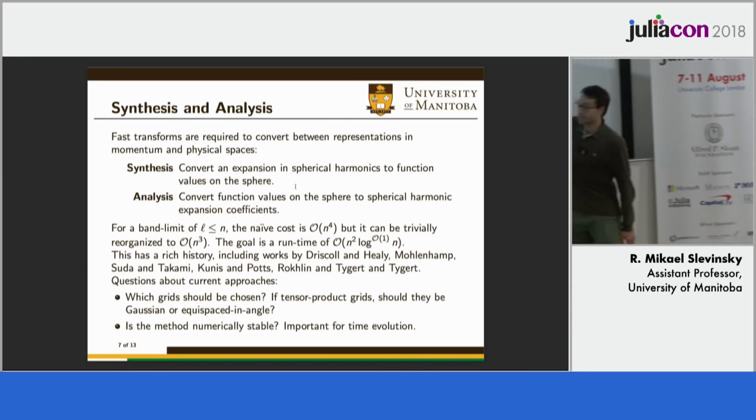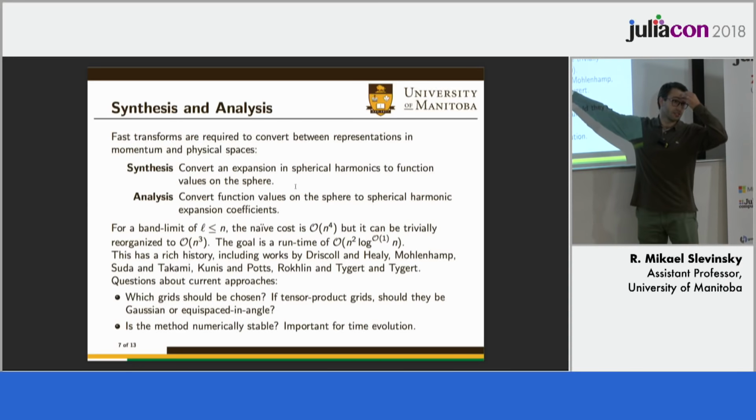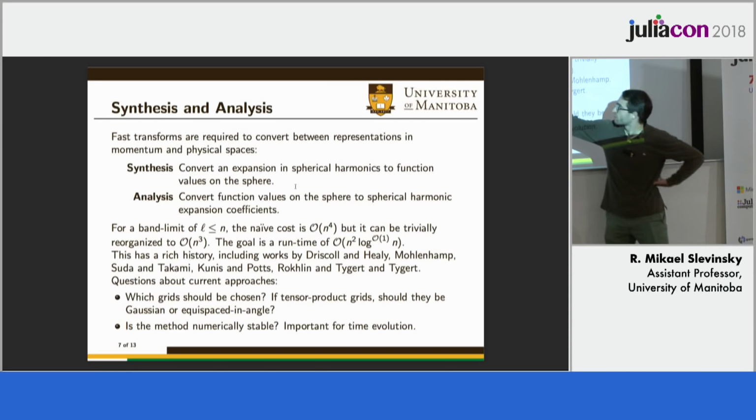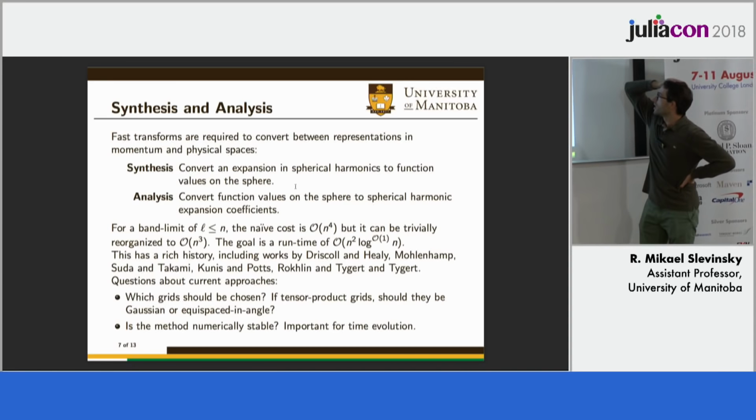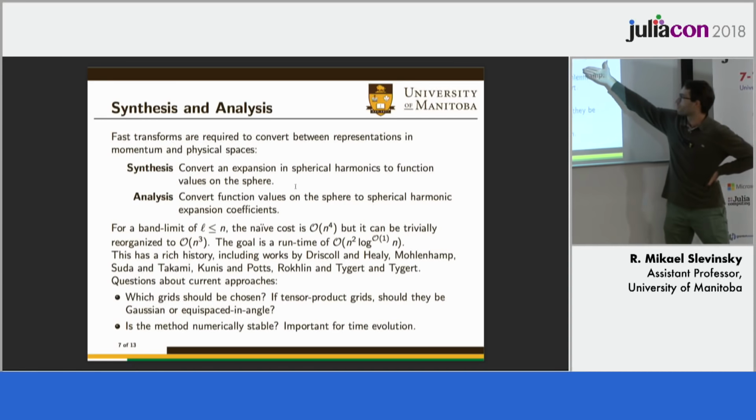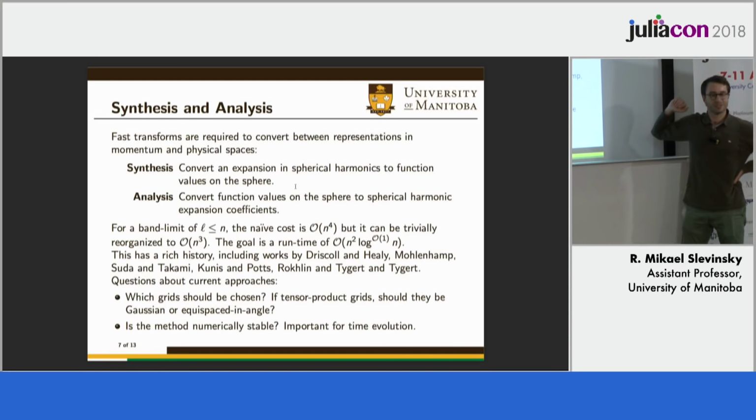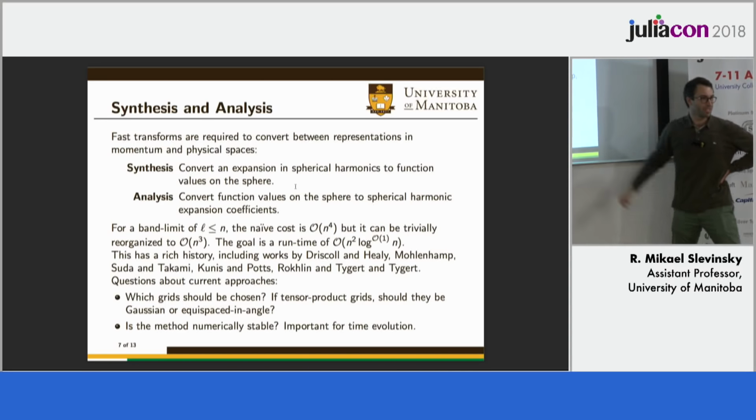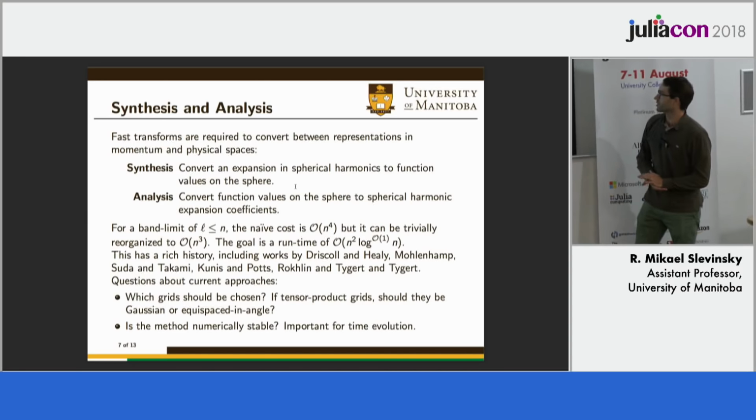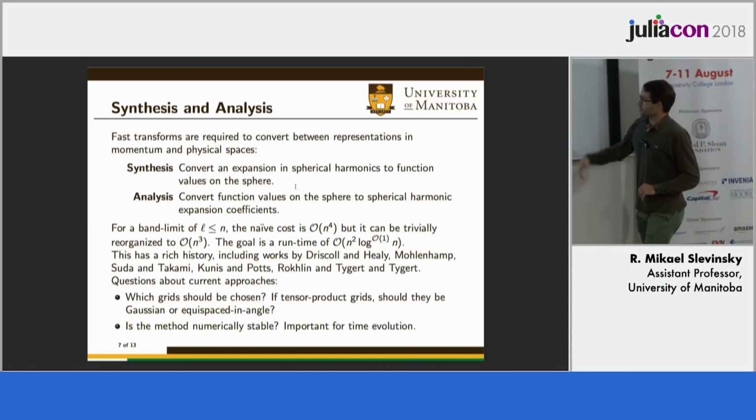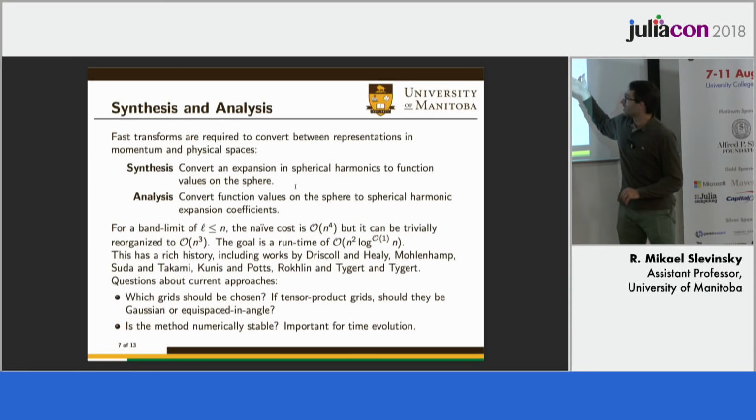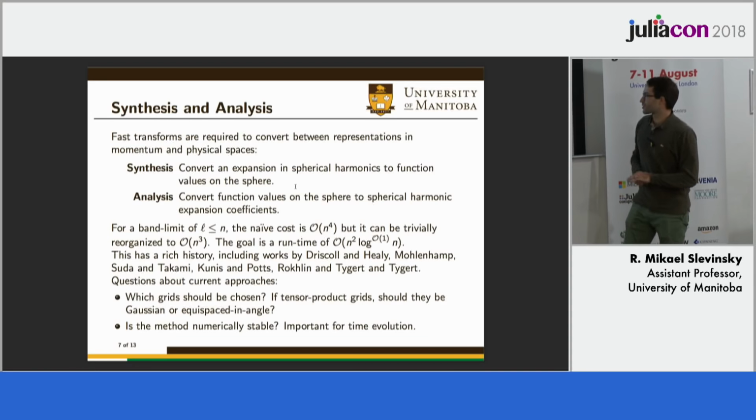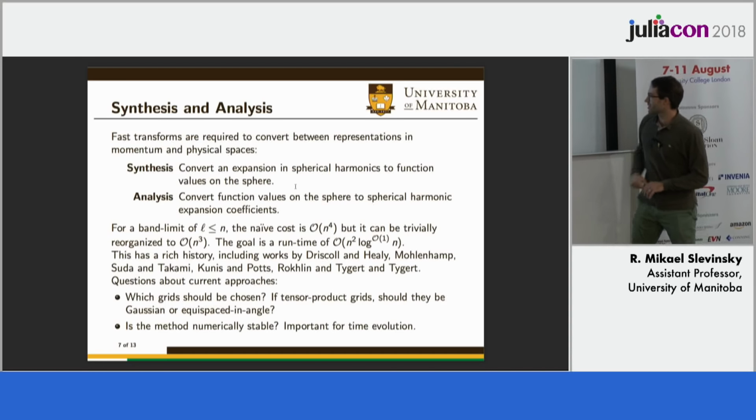So naively it's n to the 4, where little n is the degree. But of course it can be trivially reorganized to n cubed, and what we're looking for is n squared and some polylog term right here; some amount of logarithm is acceptable. There's a rich history on this. Lots of people have worked on this. But it left a lot of questions open when I started taking a look at this.